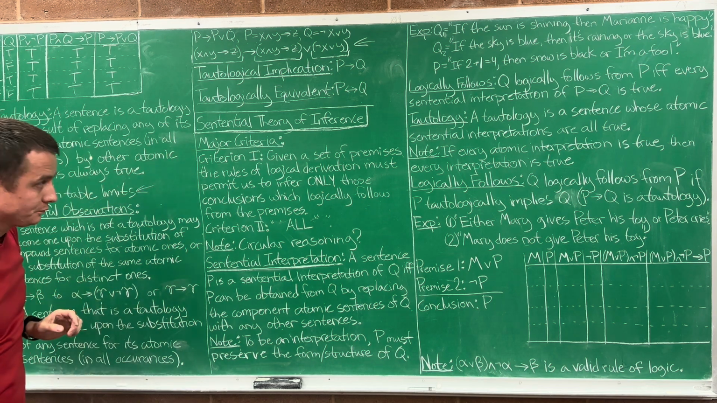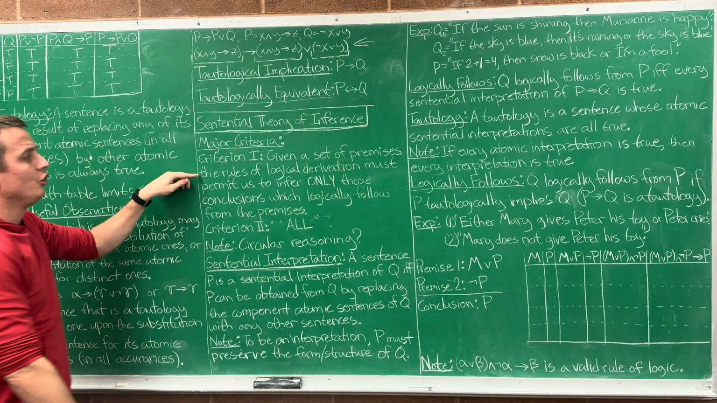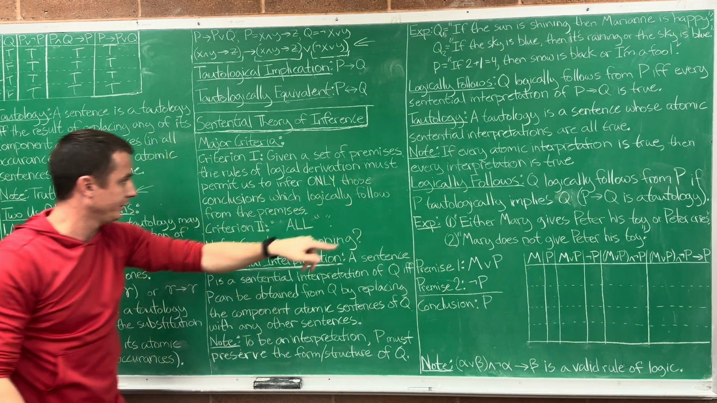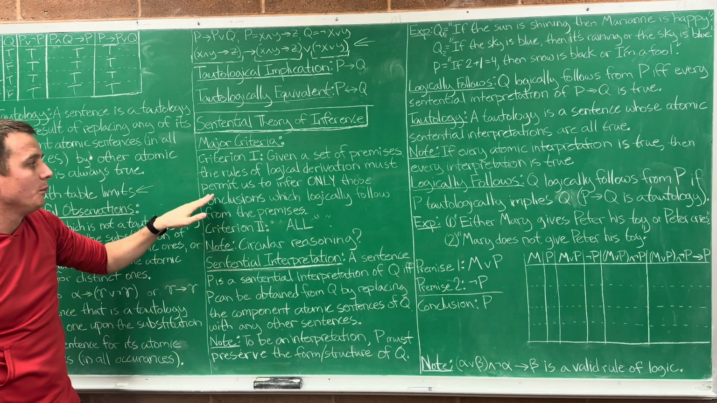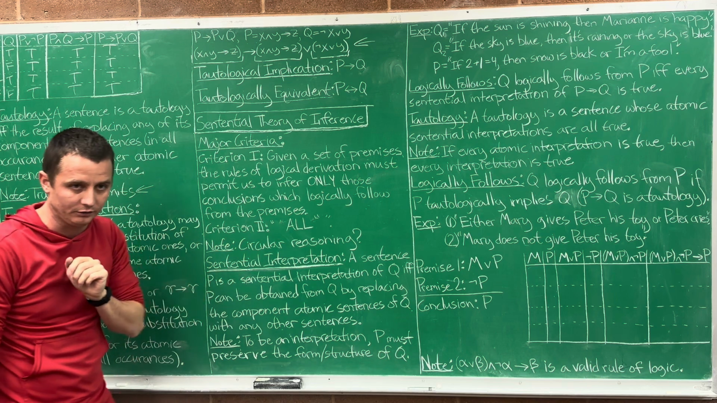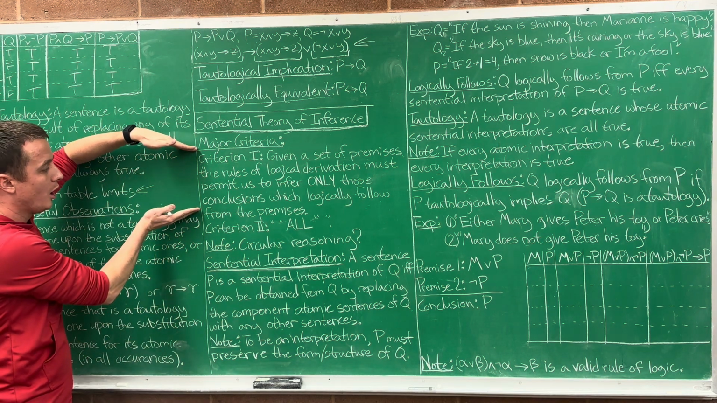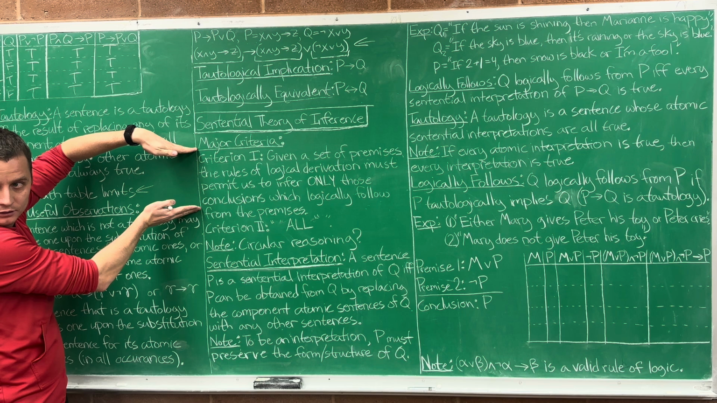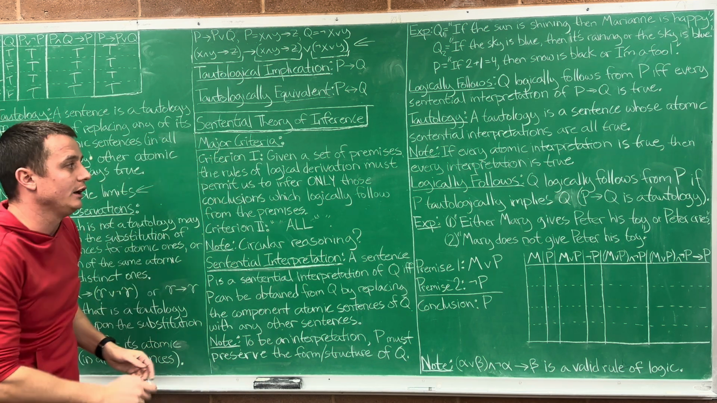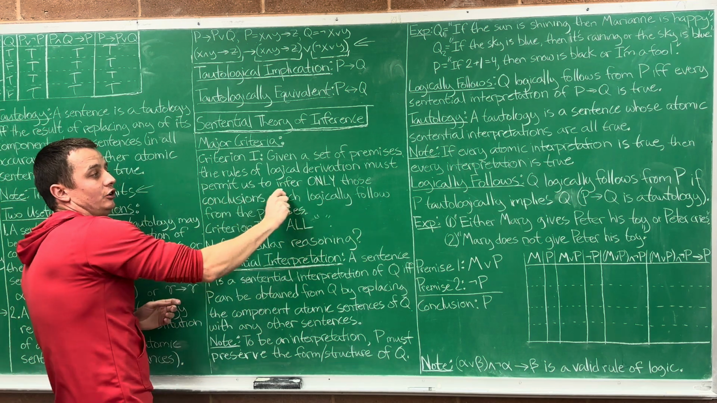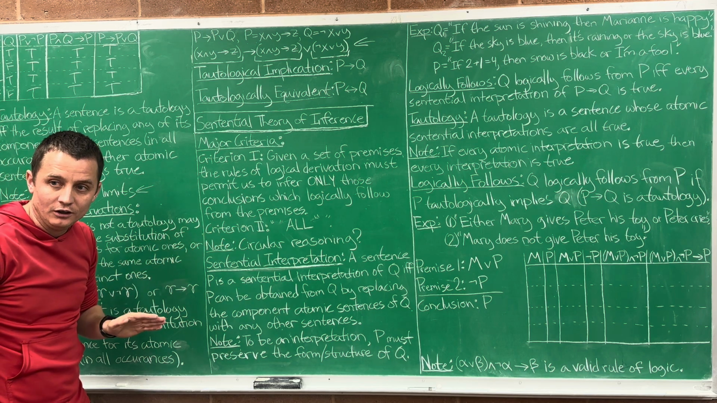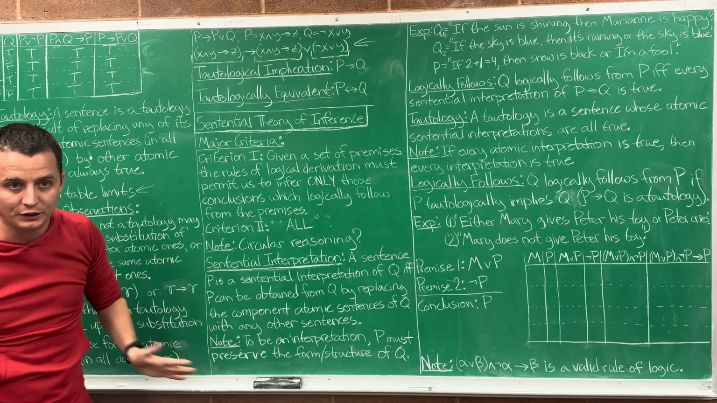So criterion 1: given a set of premises, the rules of logical derivation, yet to be stated, they're over on the whiteboard if you care, must permit us to infer only those conclusions which logically follow from the premises. That's one criterion we want for our rules of logical inference. We don't want to be able to conclude something that doesn't logically follow.